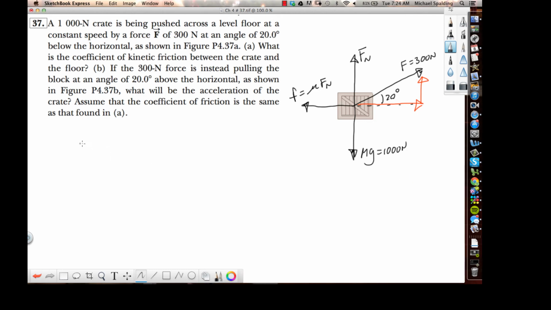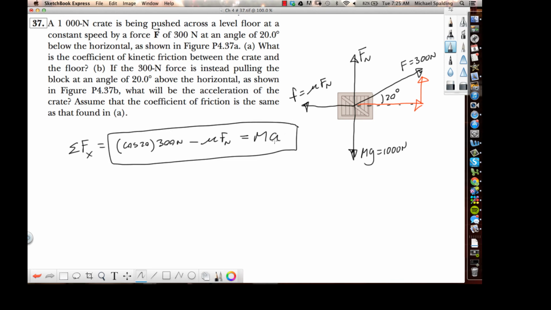It's going to be very similar but a little different. So summing forces in X, we have two X forces again. So basically the X direction didn't change. The X direction is the same exact thing. Cosine 20 times 300 minus mu Fn equals ma. Now, does the a go to 0? Not anymore. The box will accelerate now.